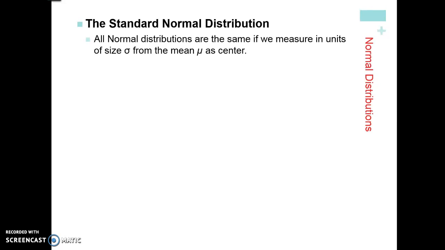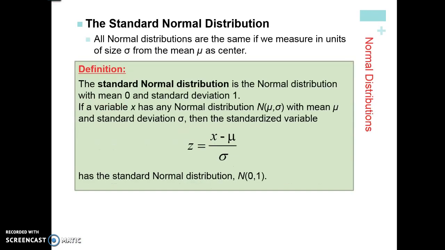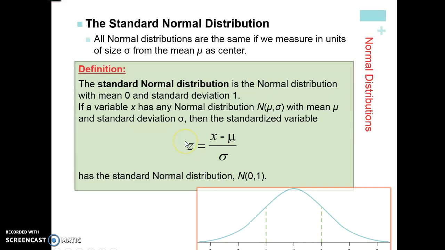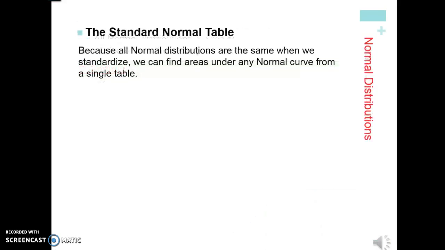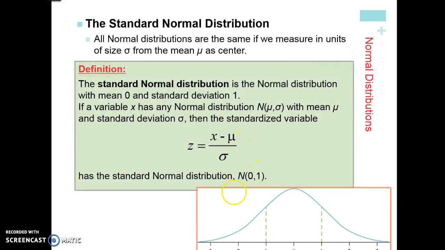All normal distributions are the same if we measure in units of size standard deviation, with the mean mu as the center. Remember that you have your z-scores. What exactly is a z-score? It's your x value minus the mean from the normal curve, divided by the standard deviation. This is going to standardize that normal curve. If we take a look at this curve right here, a mean of 0 and standard deviation of 1, that is the normal distribution where you took all of your data values and turned them into z-scores.